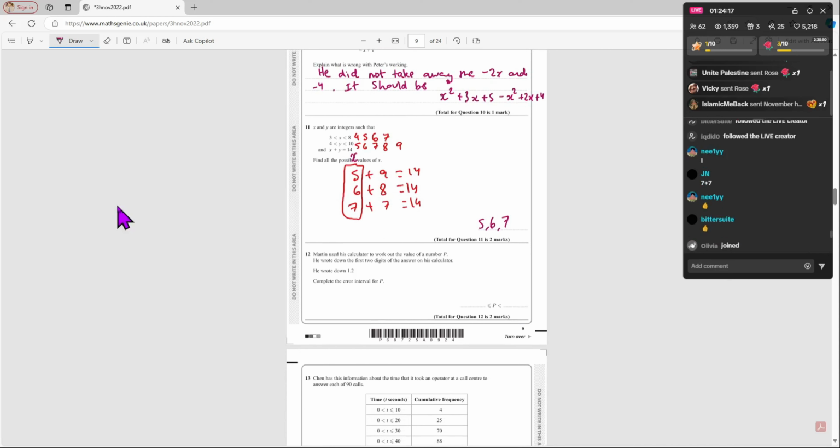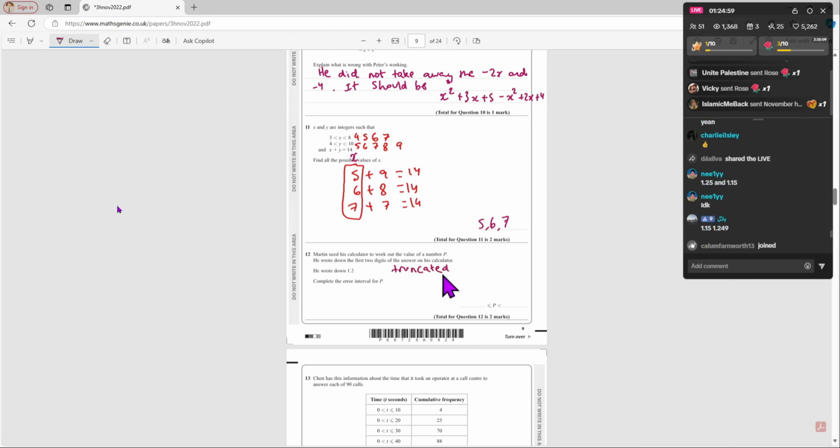Let me move down. So Martin uses his calculator to work out the value of the number p. He wrote down the first 2 digits of the answer on his calculator. He wrote down 1.2. Complete the error interval for p. Remember, guys, he did not round this. He truncated this.